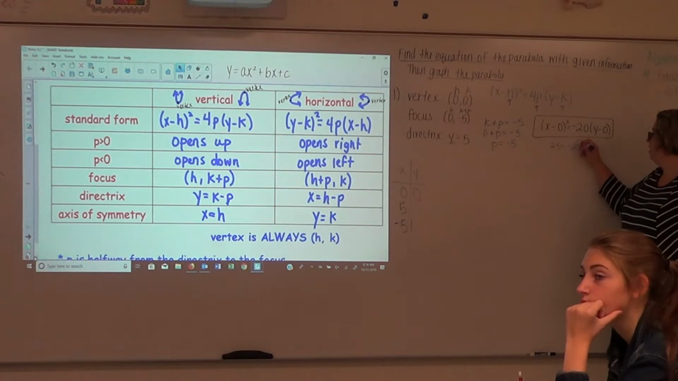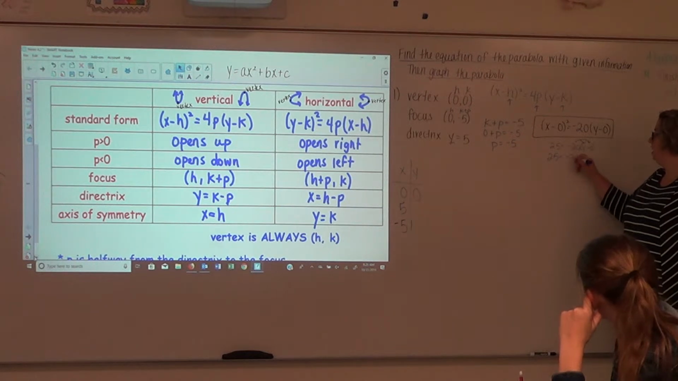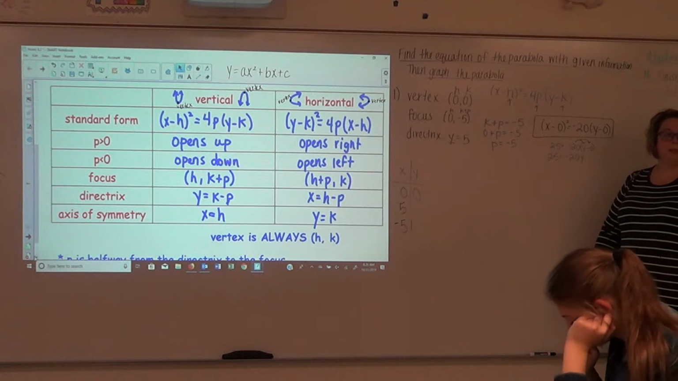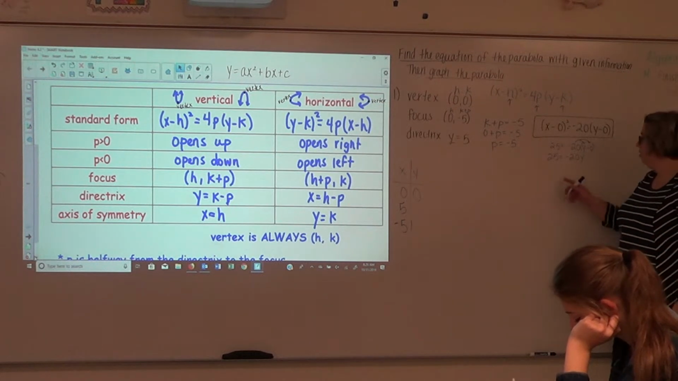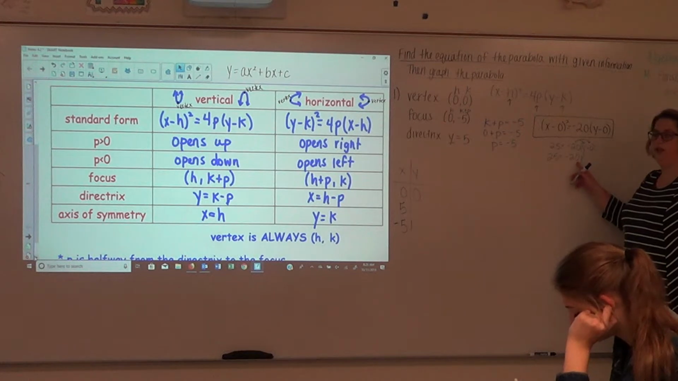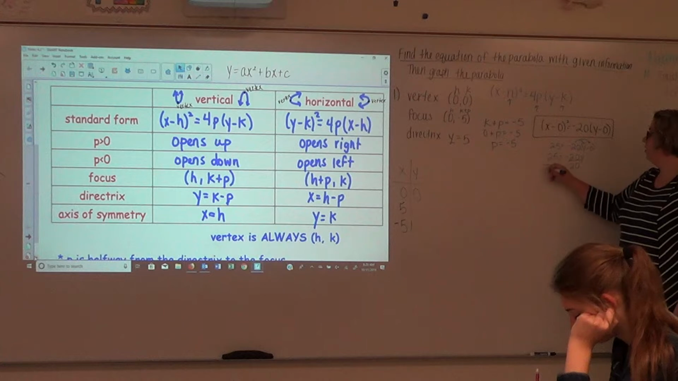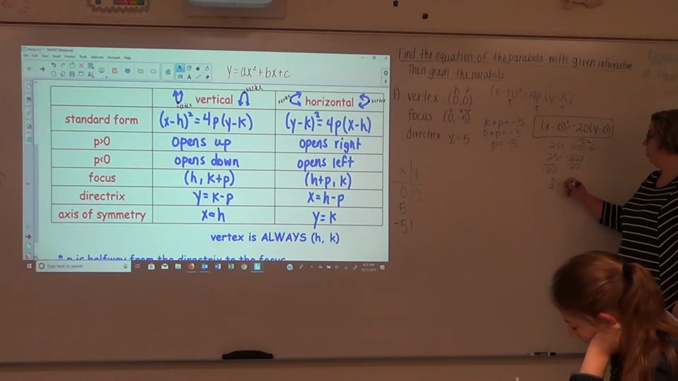So if I distribute this, that's not going to change anything. That's still going to be -20y. So how would I solve for y? How do I get rid of the -20? Divide it. Okay. So those are both divisible by 5. So this would be -5/4 or -1 1/4.